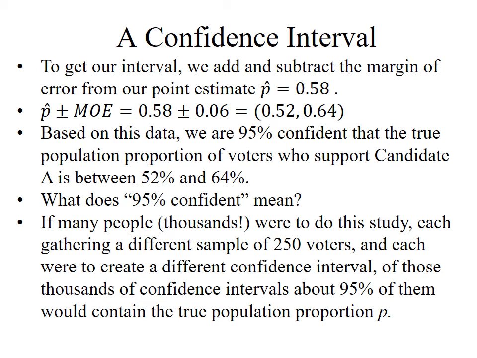Based on probability, I would expect that about 95% of these confidence intervals would catch the one true population proportion, the real right answer, p, and about 5% of these confidence intervals would not have it. Their range would be too high or too low. They wouldn't catch our true population proportion within them.